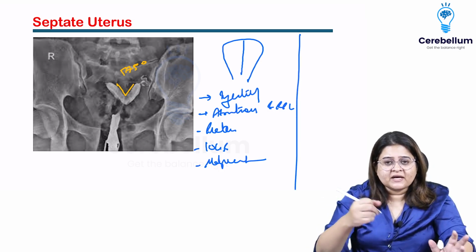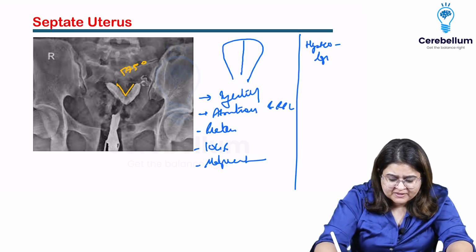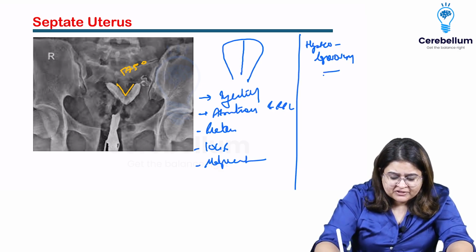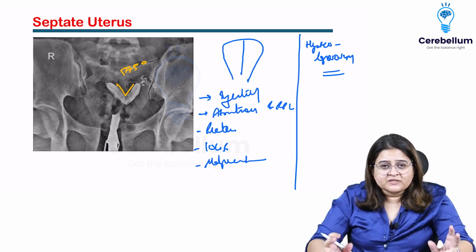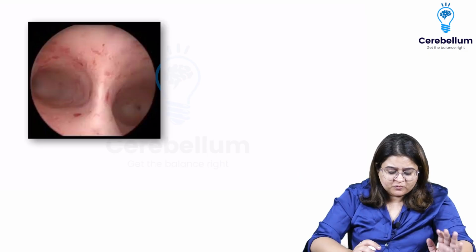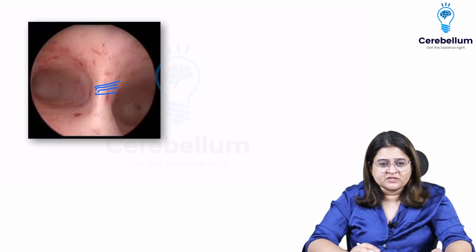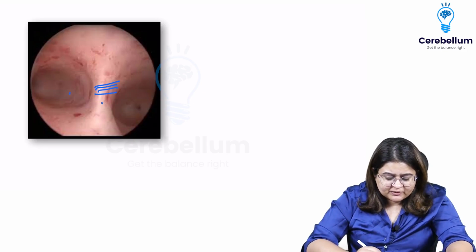So HSG gives you an idea, but if you're doing a diagnosis, a hysterolaparoscopy is the best way to actually differentiate or to actually see what this is. Okay, so on a hysteroscopy, what are you going to see? On a hysteroscopy, you're going to see this. You can see this central septa, which is avascular. You see it here, and you see two cavities.